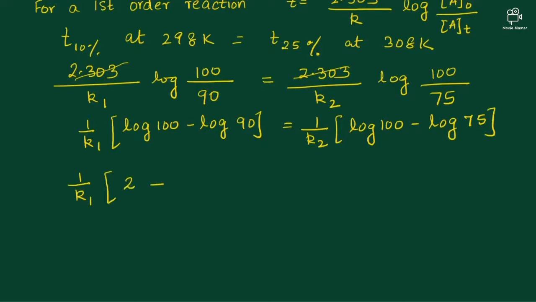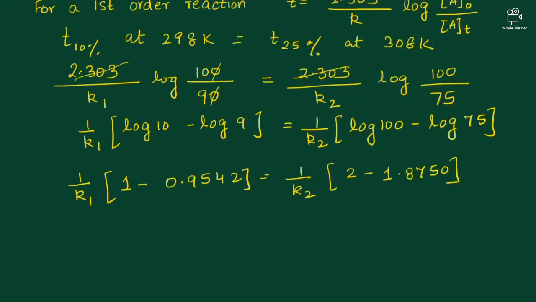So 2 minus. Now look for 90, the value of 90 under 0, and you will get it as 0.9542. No, sorry, actually we can make it simpler even, because we can just do away with the ones, so our calculations become even easier. For 90 we'll have to put the characteristic. So log 10 is 1 and log of 9, that means look for 90 under 0, 9542 is equal to 1 by K2 again. So you will have 2 minus, because it's 75, the characteristic will be 1.8750.